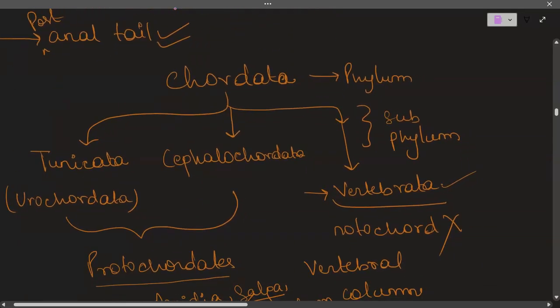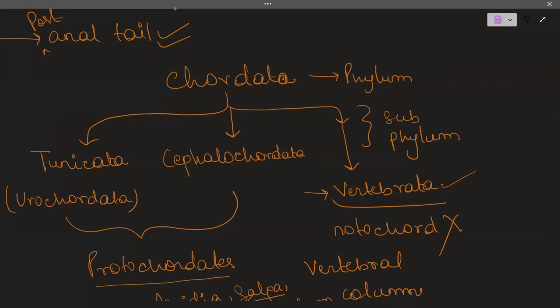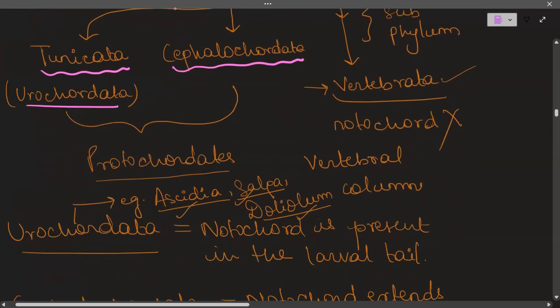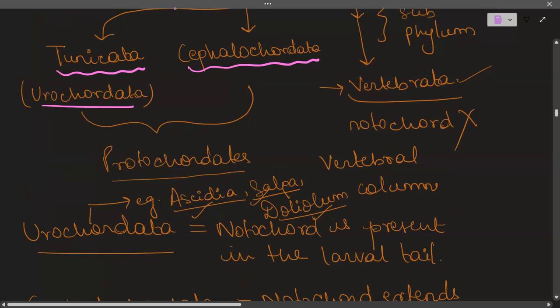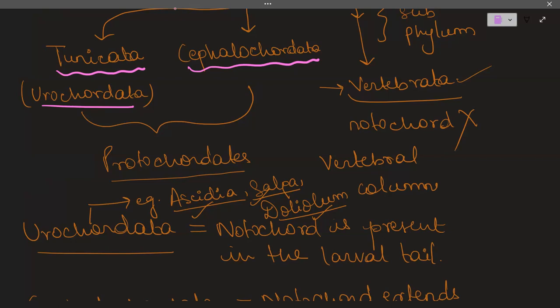Now, the chordata phylum can be divided into three subphylums. Subphylum Tunicata or Urochordata, subphylum Cephalochordata, and the subphylum Vertebrata. Now, talking about the Tunicata, that is Urochordata and Cephalochordata, both of these subphylums are together known as protochordates. Proto, referring to the first. So, the first form or the first appeared chordates are the protochordates. Okay?